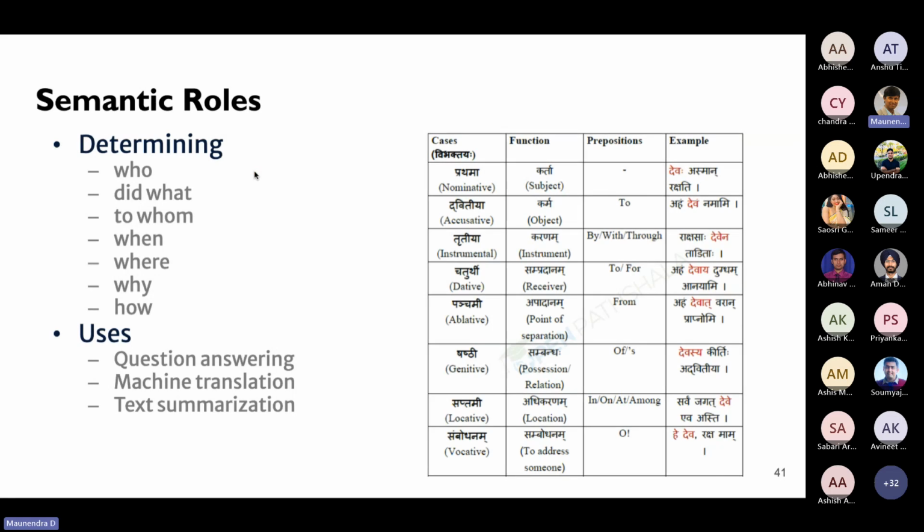And these semantic roles are not new, or they are not something which the English NLP community alone is thinking about. We know something of this sort from the grammars of our original languages as well. So there are different vibhaktis, right? Prathama, which essentially says who is the subject, and Dvitiya, which says the object, then Tritiya, which says what is the instrument, and so on. The receiver, the place or from where it originated, and possession, location, to address. So semantic roles are there in Indian languages as well.